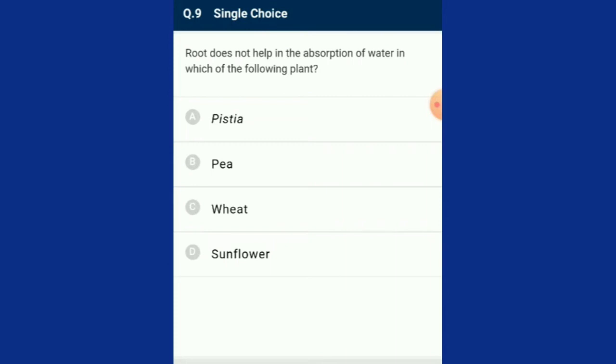Question number 9. In which of the following plants does the root not help in the absorption of water? In Pistia, roots are poorly developed as it is a free-floating hydrophyte. Hydrophytes are aquatic plants that have adapted to living in aquatic environments. These plants are also called macrophytes. So the answer is option A, Pistia.